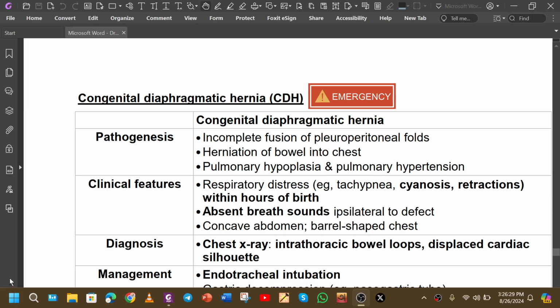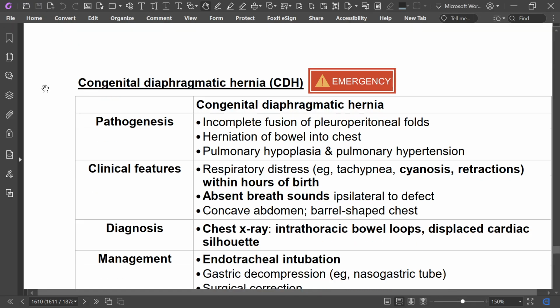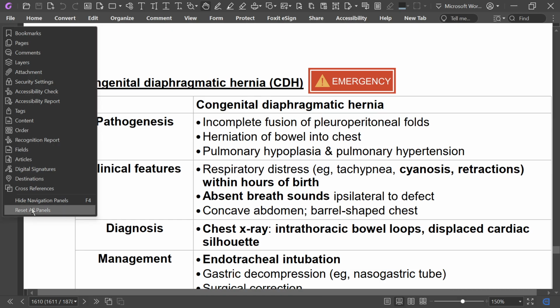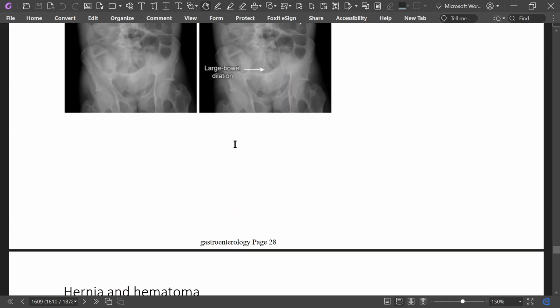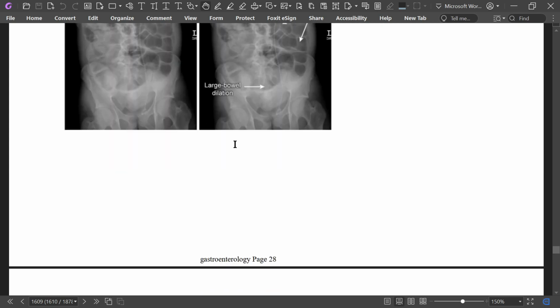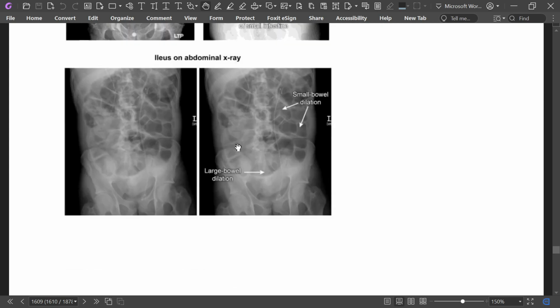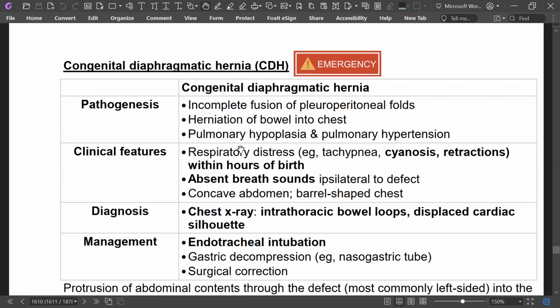Today I would like to discuss the third part of this Gastroenterology series, regarding the diaphragm, and try to discuss it in a simplified manner. Start with CDH, congenital diaphragmatic hernia.